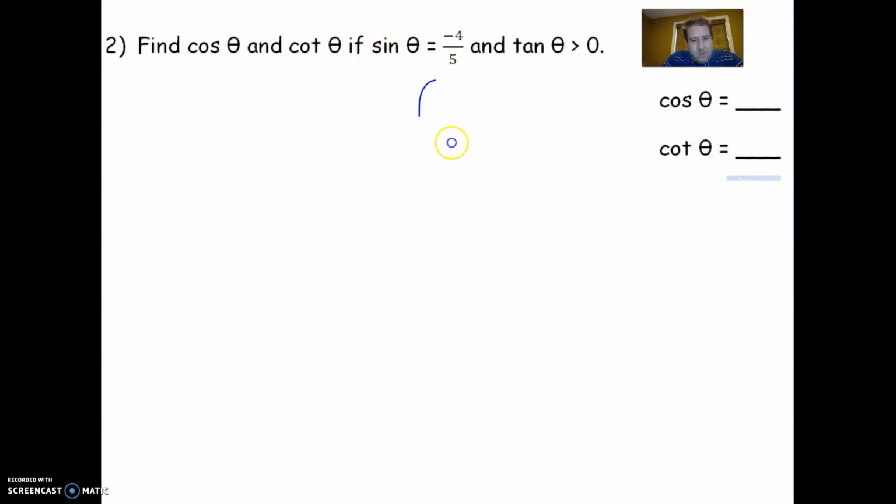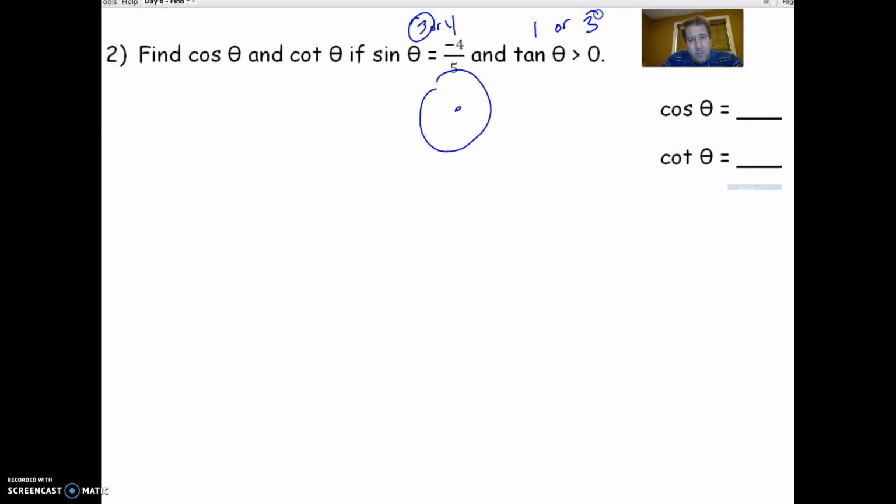over 5. Okay, so if we have a circle, so first of all, negative 4 over 5. So sine can only be negative in either 3 or 4. And tangent of theta is greater than 0. So tangent is only greater than 0 in 1 or 3, which tells me that we have to be in quadrant 3.